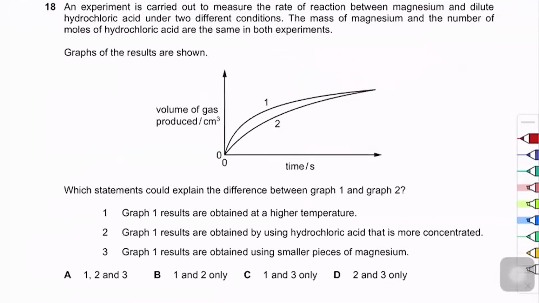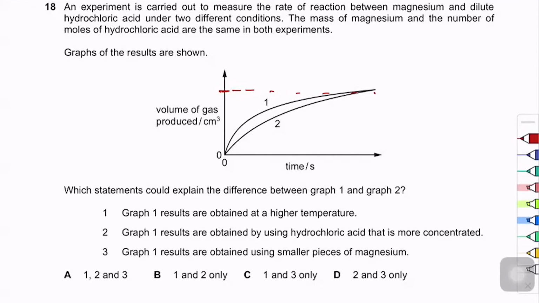An experiment is carried out to measure the rate of magnesium and hydrochloric acid under two different conditions. One is faster, two is slower. Mass of magnesium and number of moles are the same. Which statement could explain the difference in graph 1 and 2? Because the mass and moles are the same, they're producing the same volume, but one is still faster than the other. So how many factors do we have? We have concentration, but if you change concentration, you change the Y value. That's not happening here.